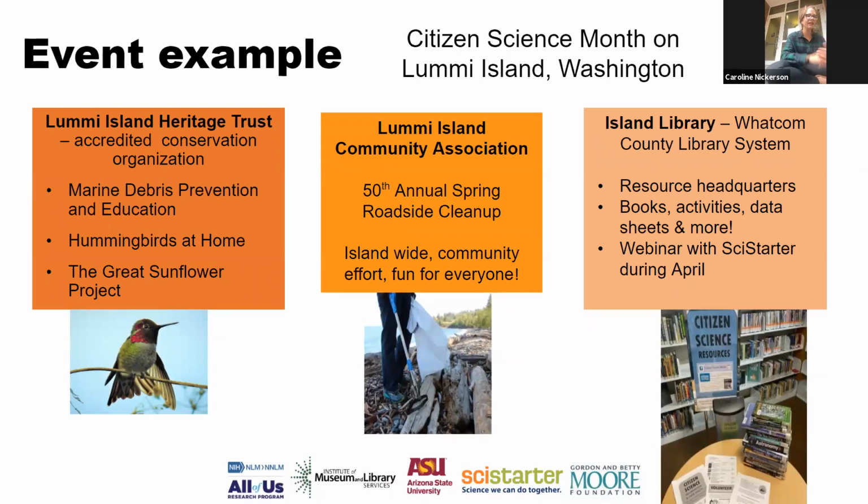And I wanted to just kick things off with a particular event example. Citizen Science Month this past April was such a blast, and everyone put their own spin on it. But I thought Lummi Island in Washington State did a particularly good job because they did a three-pronged program with multiple organizations on the island. They had their island library involved, their community association, and their Island Heritage Trust, which is a conservation organization. And they were able to do multiple citizen science projects to study the local environment.